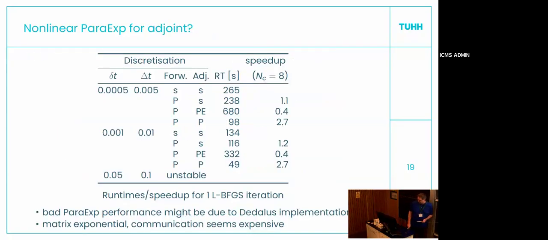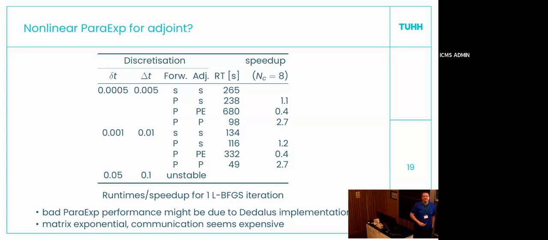These are preliminary results at the moment, and we're still working on this. What you see here is different discretizations for fine and coarse. And then we use serial adjoint, serial state. We use parareal for the forward equation, so the asymptotic parareal variant, and then different variants for the adjoint: serial, para-exp, and also parareal. And except for the para-exp variant, we get speed up.